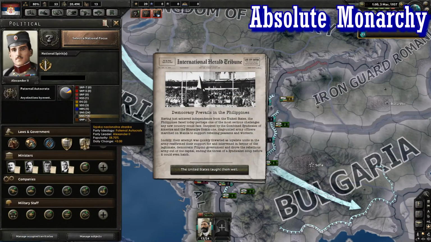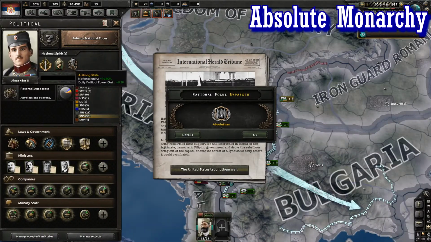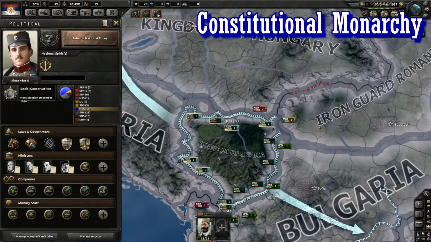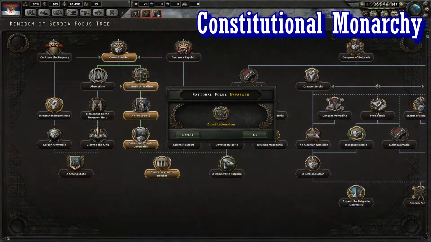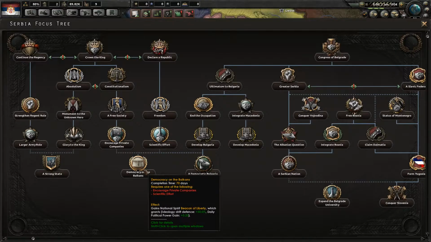Of course, absolutist being more focused towards military and forceful takeover of enemies, whereas, of course, constitutional is more focused towards the economy and trying to build a more economically free society, and, of course, more political power in the end with the beacon of liberty.